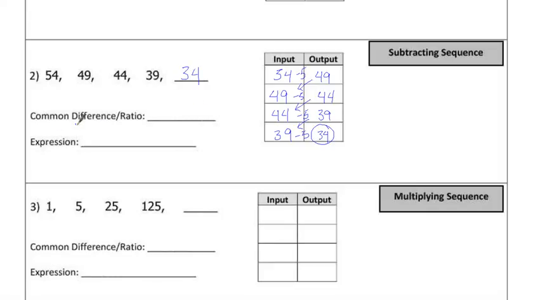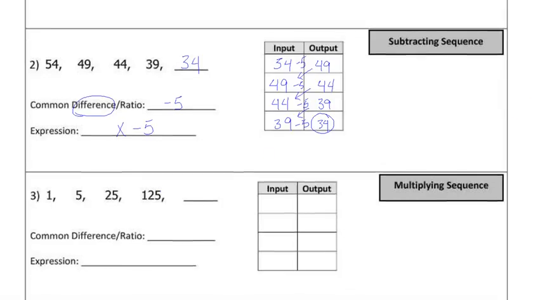Because I'm subtracting, it's a common difference of minus 5, because that was the rule. And the expression is going to be x, which is going to be the input, minus 5. All right, let's look at another example.